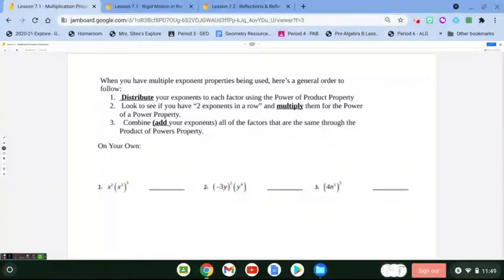The second thing I always look for is if I have those two exponents in a row, using that power of a power property, when I multiply the exponents together, I get rid of those next. And then my last step is I combine up everything that's the same by adding my exponents together through that product of powers property. So let's try a couple out together, and then I'm going to have you guys pause the video and try out a couple on your own.